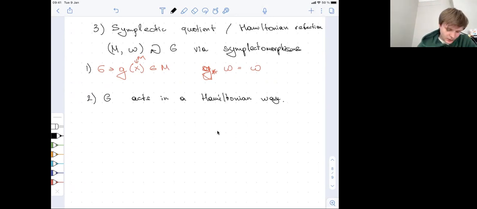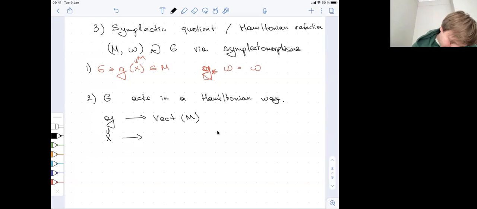What does it mean? It means the following. When we have a group acting on the manifold, we always can send its Lie algebra g to the vector fields on the manifold. How do we do this? We take any element X from the Lie algebra, then we construct the element in the group using the exponent map.